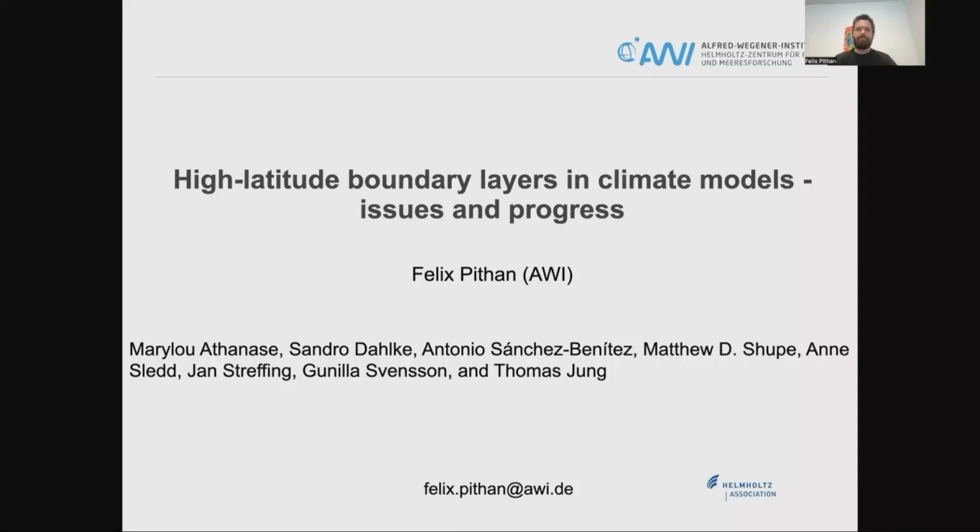Good afternoon, everyone. I'm going to present some issues that hamper the representation of high-latitude boundary layers and high-latitude climate in general in climate models, and progress that has been made over the last couple of years. And I'm going to present a model evaluation study using MOSAiC data that I've carried out with the collaborators listed below.